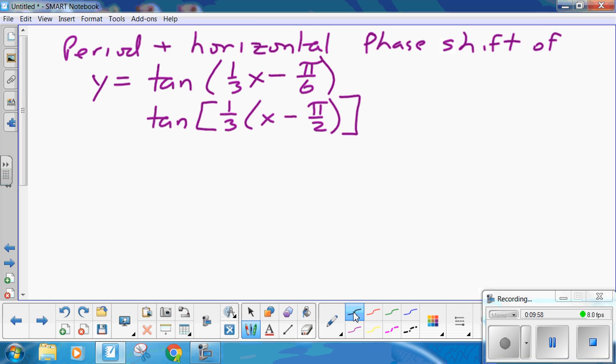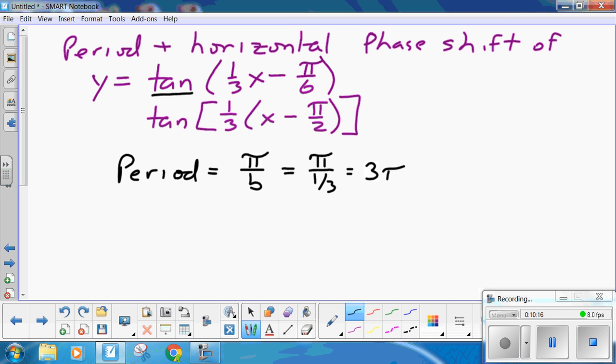So, period. What's my trick? For tan, period is pi, not 2 pi. That's the trick. And of course, the phase shift is pi over 2 to the right.